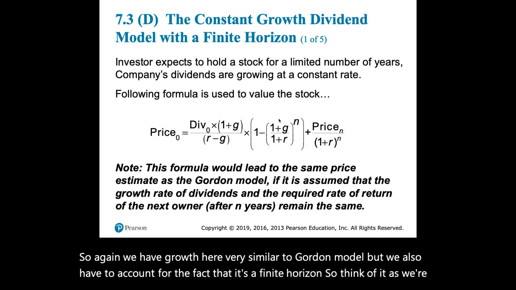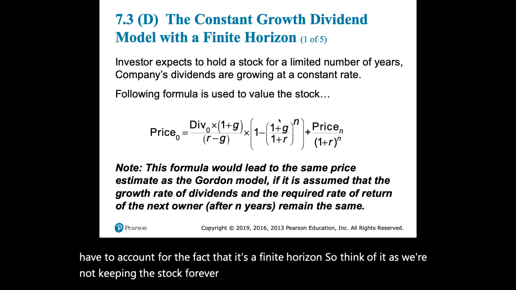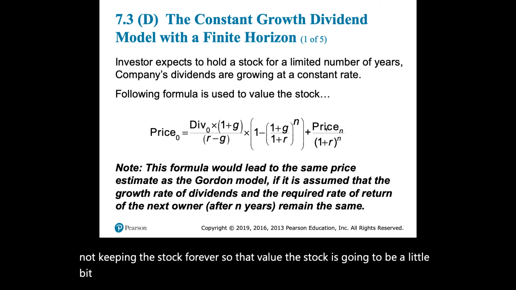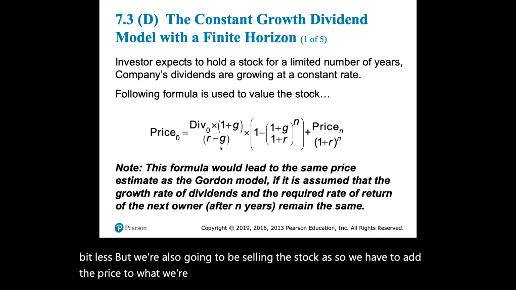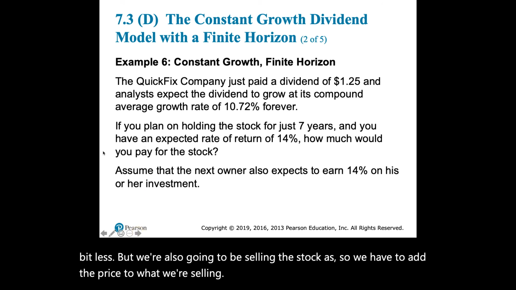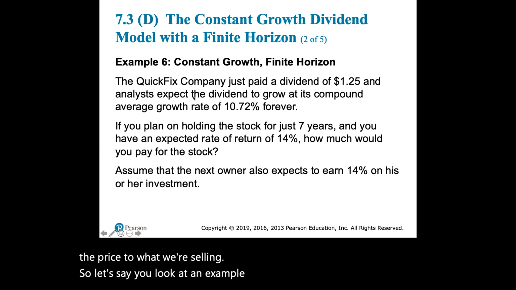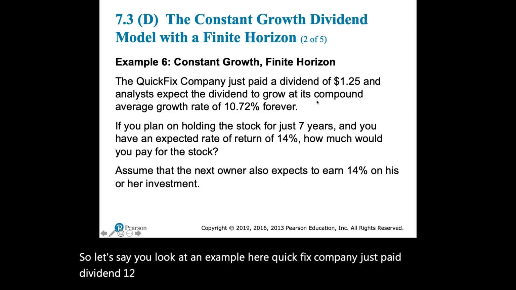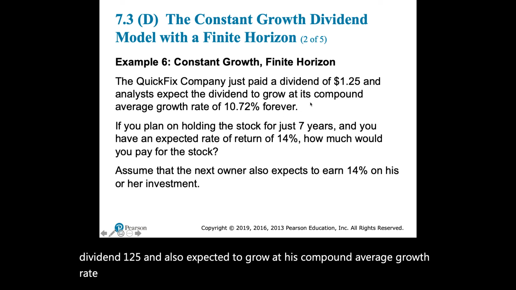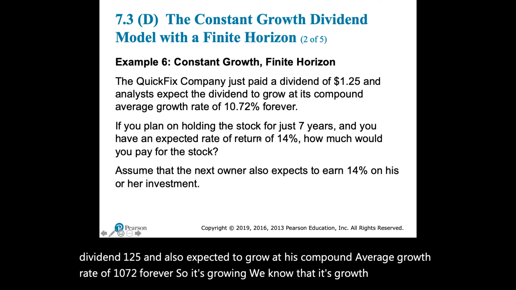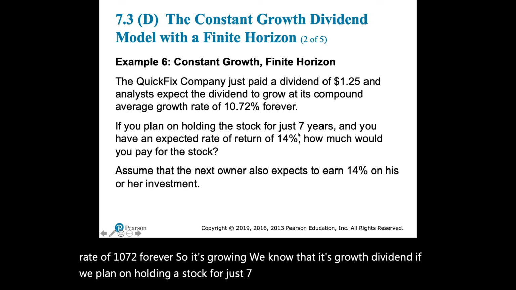So let's take a look at an example here. Quick Fix company just paid a dividend of 1.25. Analysts expect the dividend to grow at its compound average growth rate of 10.72% forever. So it's growing, okay? We know that it's a growth dividend. If we plan on holding the stock for just 7 years, okay, so we're holding it for 7 years, finite period of time, and you have expected rate of return of 14%, how much would you pay for this stock? Okay, and this only works too if we assume that the next owner expects also 14% on her investment.